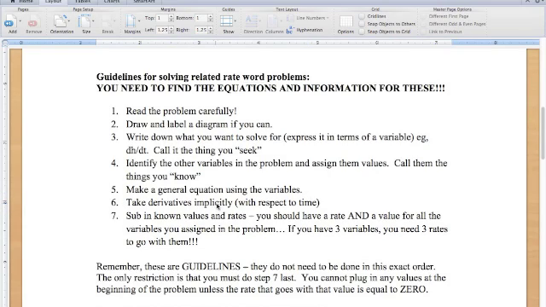Then once you have your equation, you will take your derivatives implicitly with t as the variable like I did in the example. And then after you do that, the rest is easy. You're going to sub in the values and rates that you know, and you should have a rate and a value for every variable that you assign to something in the problem. So if you have 3 variables, make sure you have 3 rates to go with them. And the only thing left should be the thing you seek.